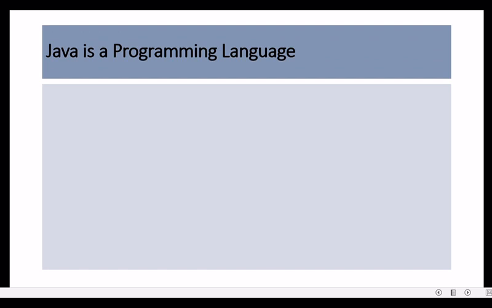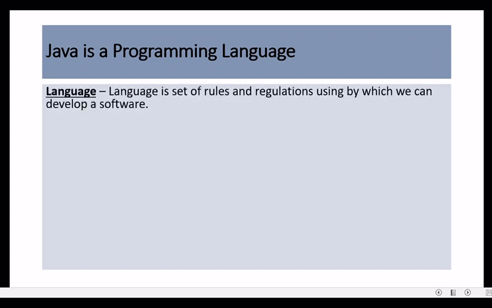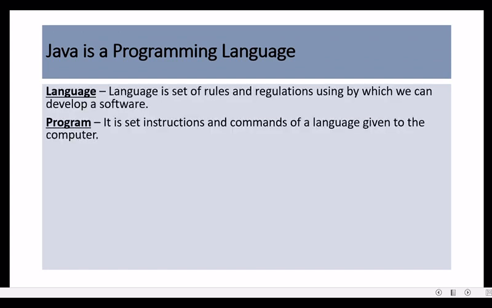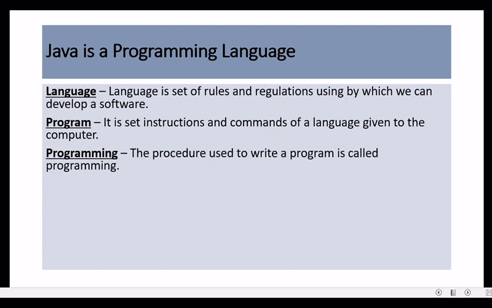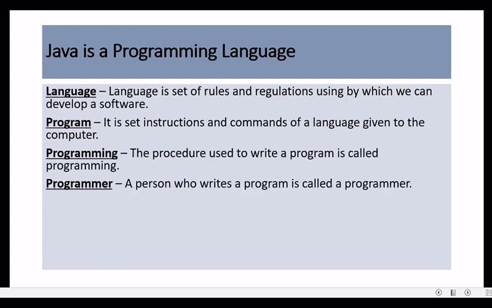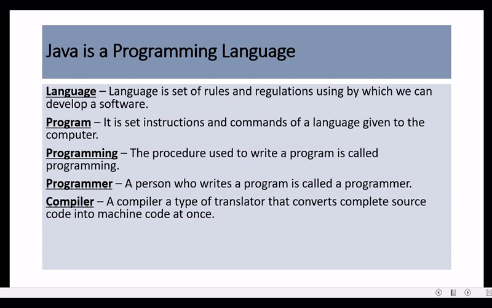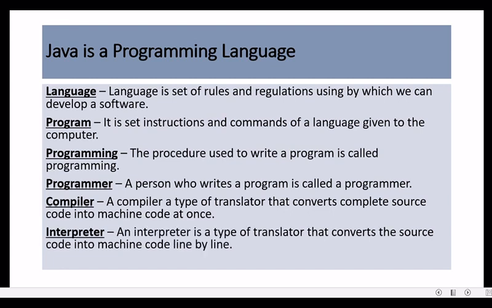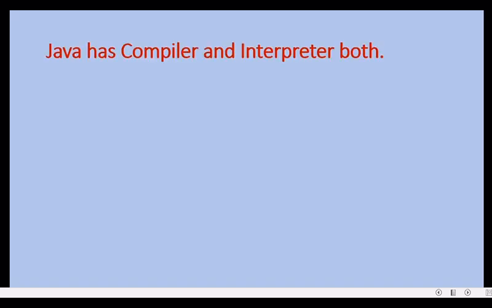Actually, we knew what is the Java programming language, and after that we knew what is language, what is program, what is programming, what is programmer, who is programmer. After that, what do you mean by a compiler and what do you mean by interpreter? Again, we knew that Java has compiler and interpreter both. This is the programming language which has compiler and interpreter both.